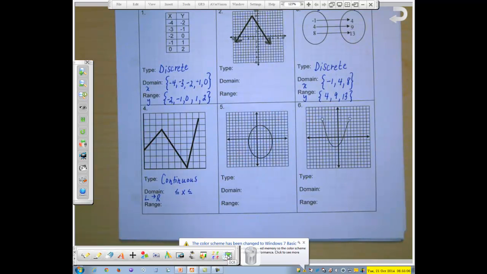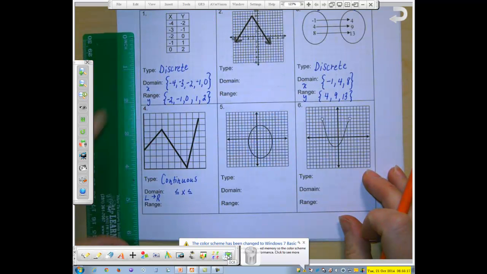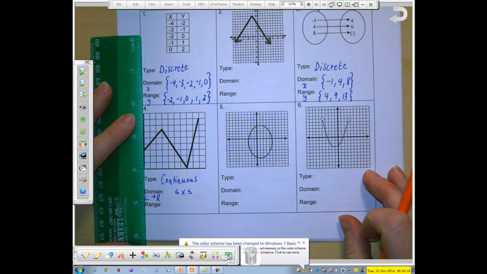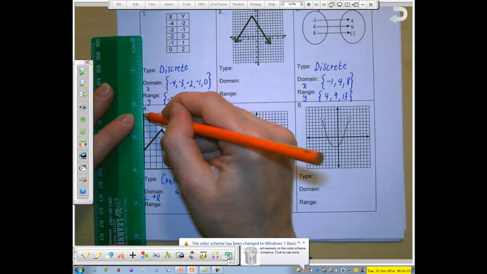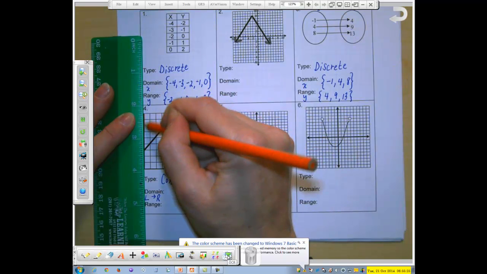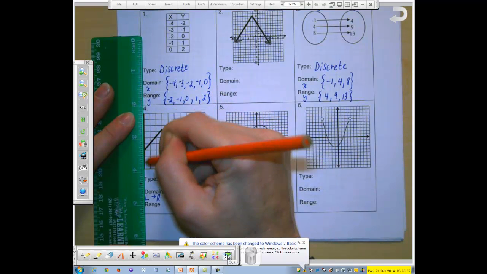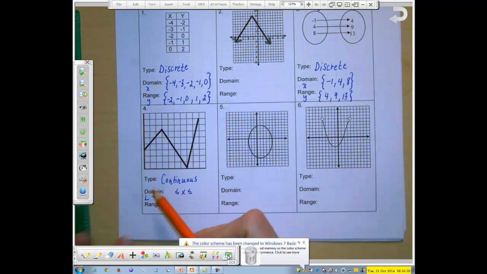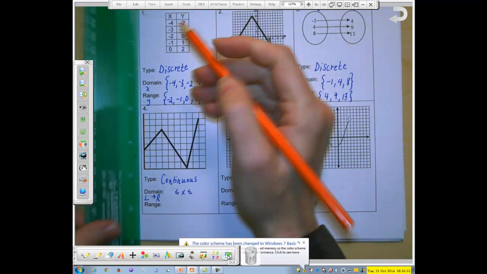So what we want to do is find the smallest x value that's on the graph. So I'm going to start on the left, and I'm going to draw a line to make a leftward boundary of the graph. And I'm going to see where that line touches my x-axis.